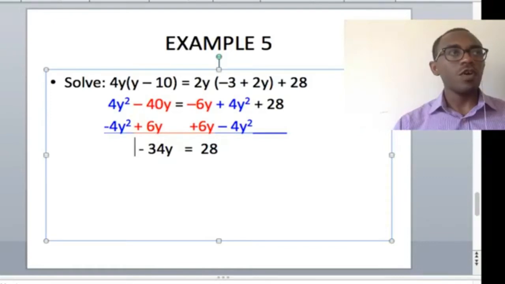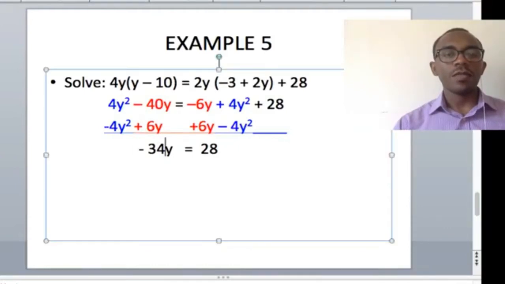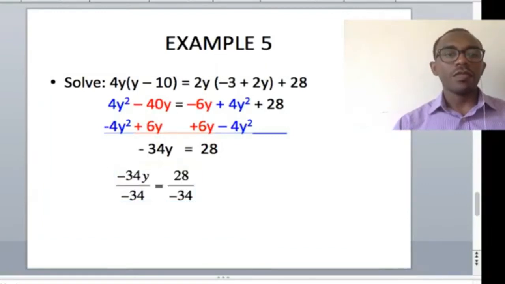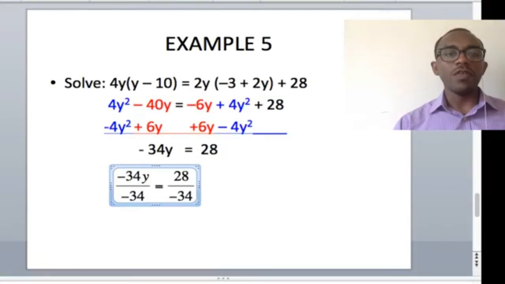Okay? So now, last but not least, what I'm going to do is divide both sides by the coefficient, which is the third rule. And there we go. Now, when I divide both sides by the coefficient, what do I have? There we go. That's the answer.